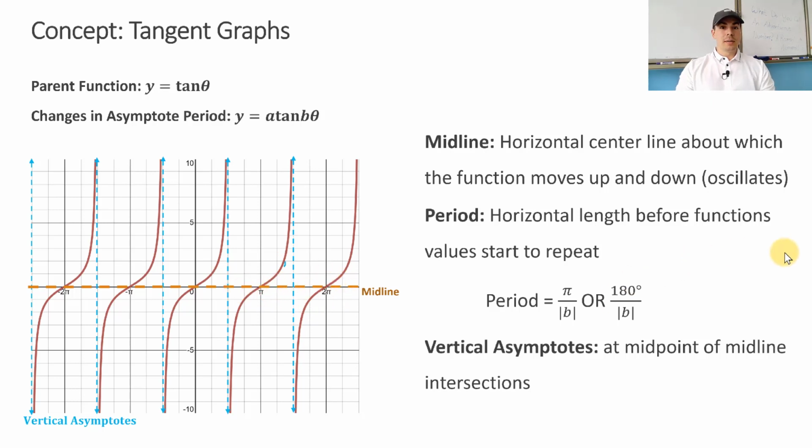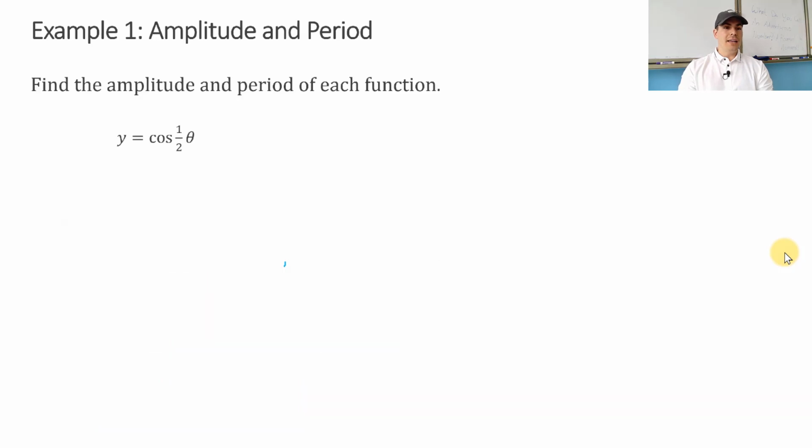So that is it for our concept, guys. That is really what we're looking at with our sine, cosine, and tangent graphs. So let's go ahead and do some examples. Example 1, simpler, we're just going to find the amplitude and period of our functions that we're looking at.